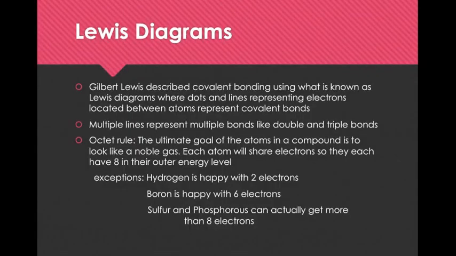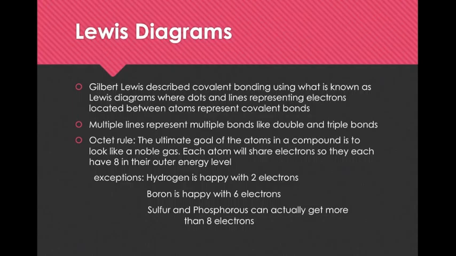Gilbert Lewis was the first to describe covalent bonding using what is known as Lewis diagrams. In Lewis diagrams, dots represent a single non-shared electron and lines represent one shared electron, which are technically written as two electrons to support the octet rule. So the lines located between atoms represent covalent bonds, and multiple lines represent multiple bonds, like double and triple bonds. However, there is nothing higher than a triple bond, so quadruple bonds don't exist.